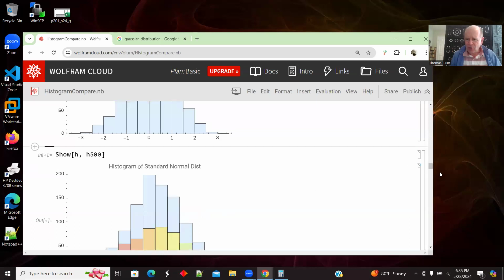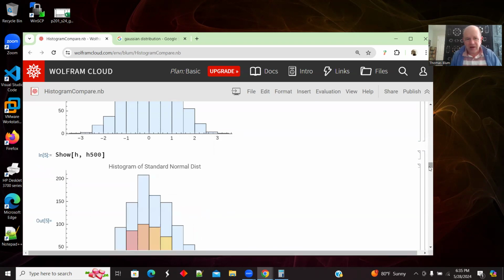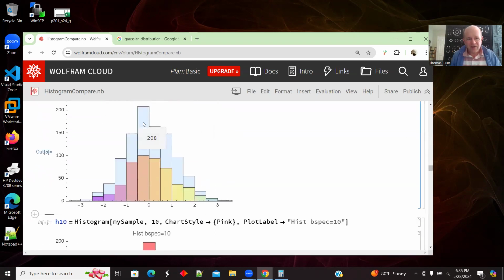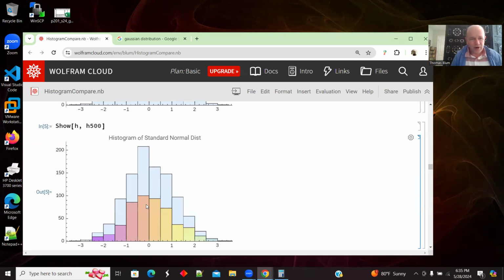So let's do it. Shift Enter. And there we have the two. And if I had reversed the order, you'd only see the bigger one, and the littler one would be hiding behind it. So the order matters.